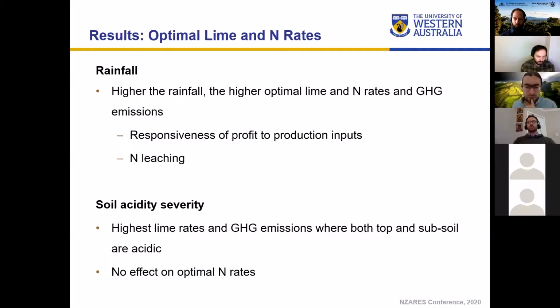Both rainfall and level of soil acidity affect the optimal lime and nitrogen rates. The higher the rainfall, the higher the optimal lime and nitrogen rates and greenhouse gas emissions. And this was because of the responsiveness of crop production to inputs and nitrogen leaching.